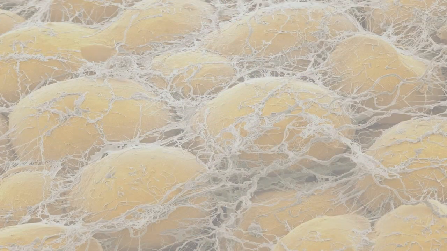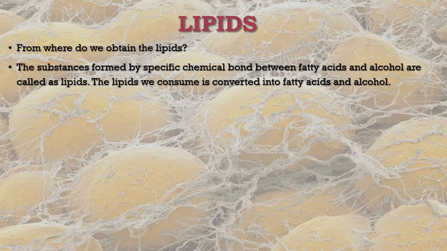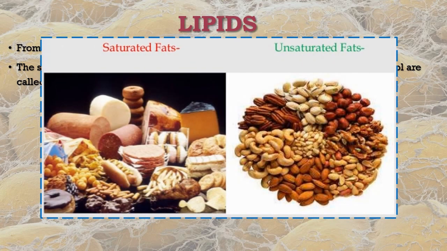The next important component we are going to see is lipids. What are lipids? From where do we obtain the lipids? The substances formed by the chemical bonding between fatty acids and alcohol are called lipids. The lipids that we consume will be converted again into fatty acids and alcohol inside the body.